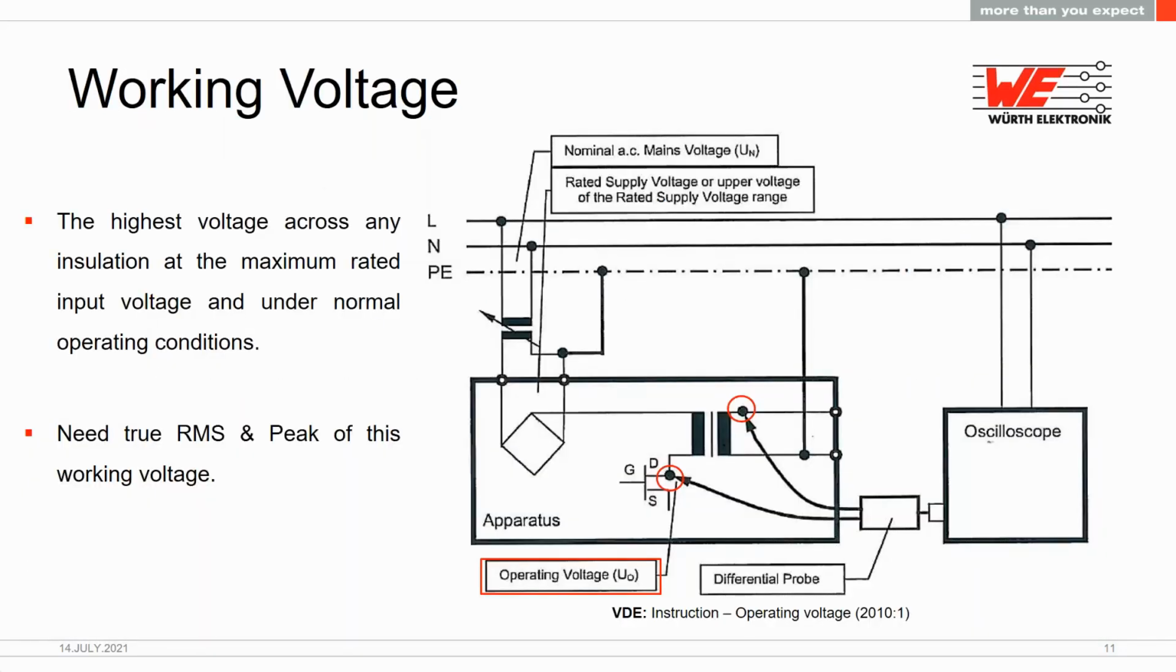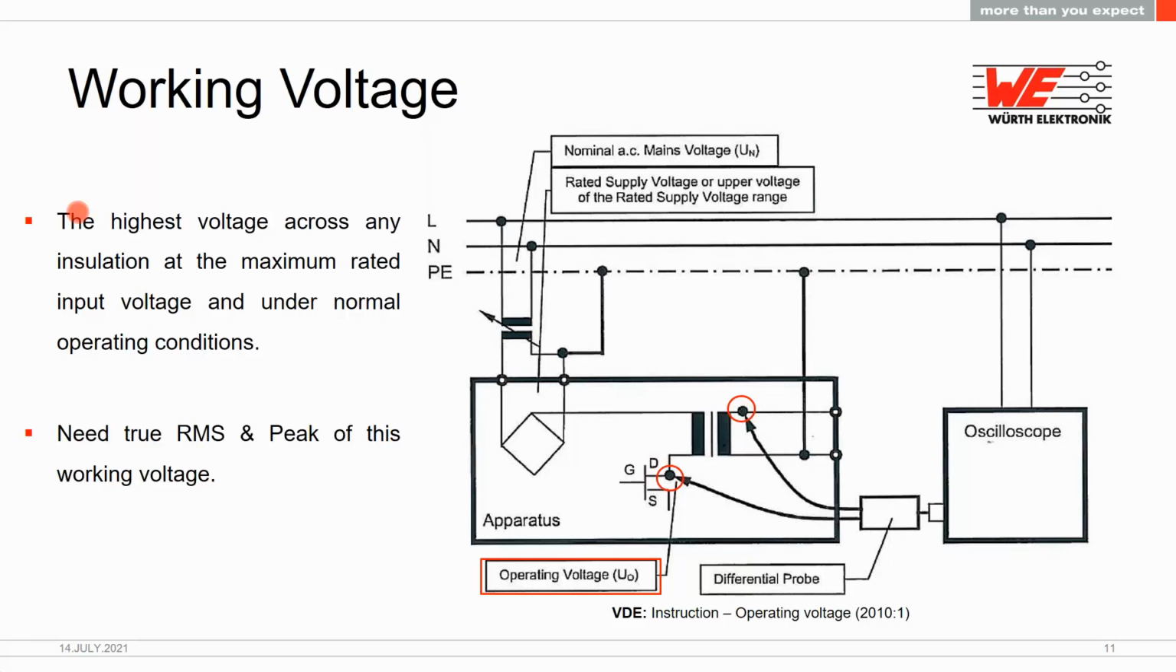The next safety input to understand is the working voltage. This is defined as the highest voltage across any insulation at the maximum rated input voltage and under normal operating conditions. The attached image here is taken from the VDE instruction on how to physically measure the working voltage. The worst case voltage in flyback applications is often present between the drain of the MOSFET and the secondary output diode. This is not always the case, but this is generally where VDE starts their measuring when they're doing an end application approval.